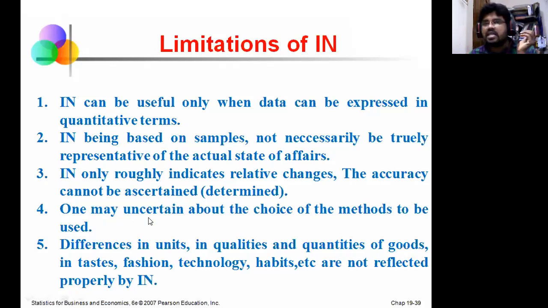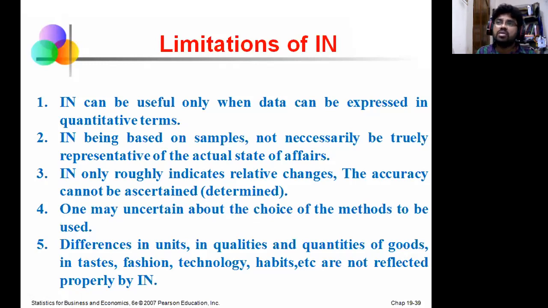And one was uncertain about the choice of method to be used. We have different types of methods to construct an index number. But if you want to estimate an index number, which method you are going to follow is uncertain. You cannot be clear which method is the good one. So at the same time, you will get some confusion about the choice of the method to be used, which method you are going to use.